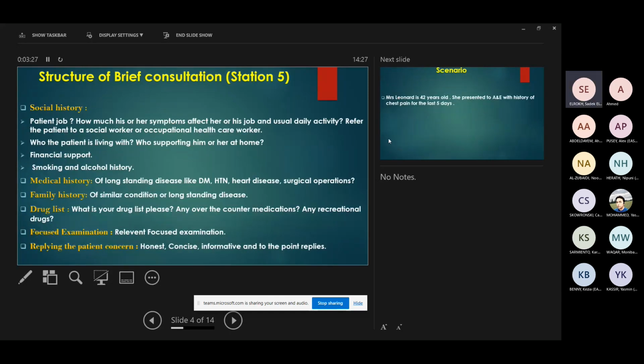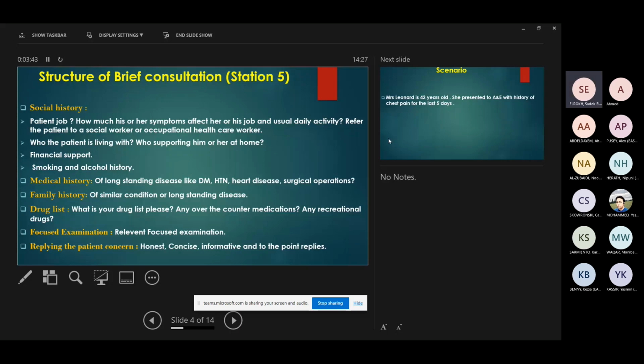Again, about the focus history. In the focus history, we have to ask about, number one, analysis of the complaint. Number two is symptoms of differential diagnosis or systemic review of the patient. Number three is social history.